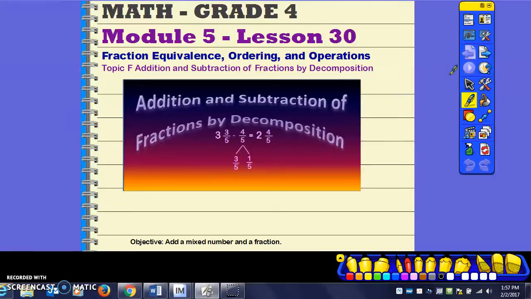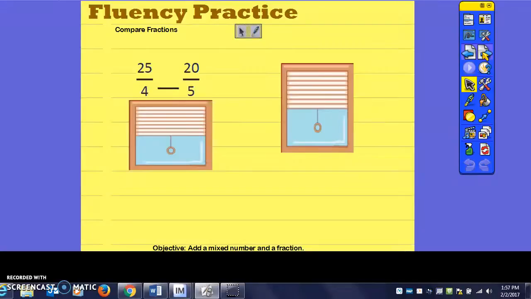Okay, guys, go ahead and take out your whiteboard marker and eraser. We are going to do some review from last week before we start today's learning target. We want to compare these fractions. 25/4 and 25/5.